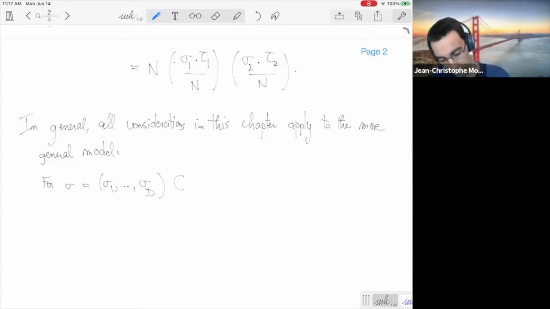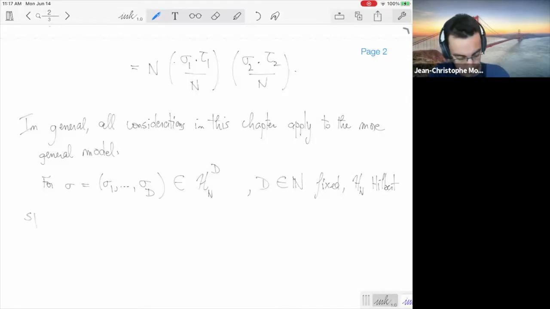So you can take this as being in some Hilbert space. I'm going to denote it script H like this. So D is an integer, is fixed. H_n is a Hilbert space, and you can think of this as being R^n. So sometimes it's convenient to allow for somewhat more abstract spaces.